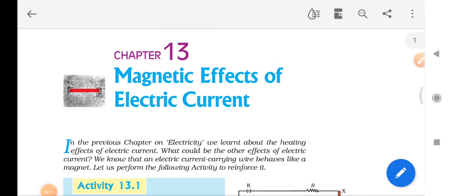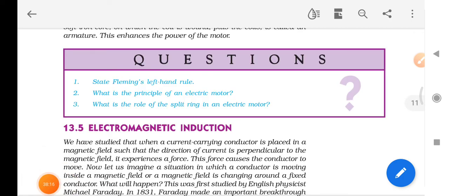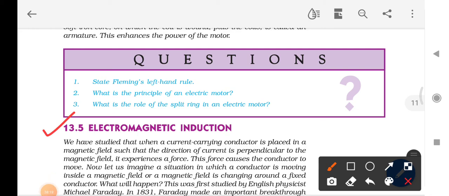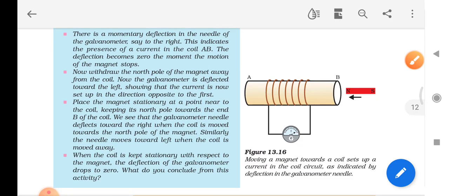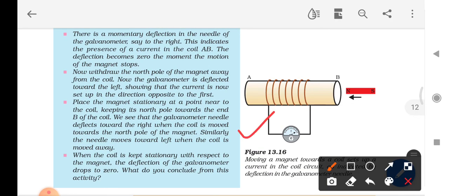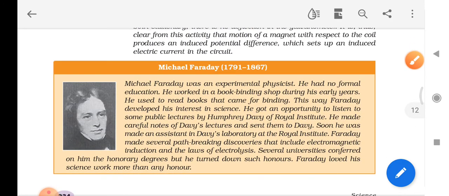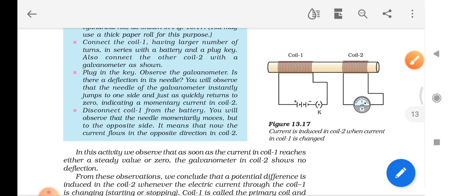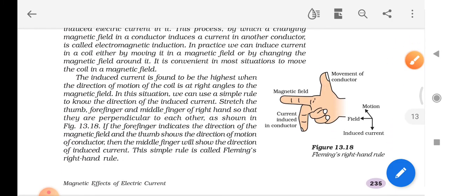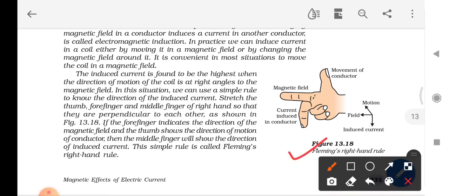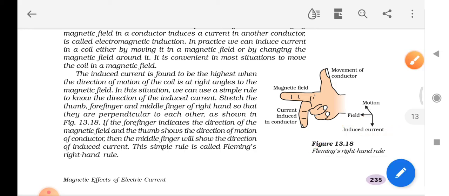Take your book and see chapter number 13, magnetic effects of electric current. And see the topic 13.5, electromagnetic induction. In the last class we discussed activity number 1. In this class I discussed activity number 2, coil 1 and coil 2. And we discussed Fleming's right-hand rule. It is used to find the induced current.